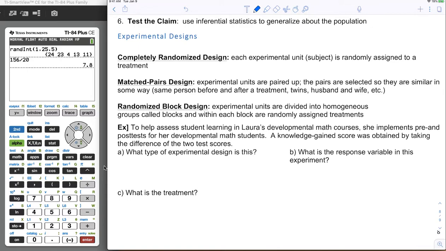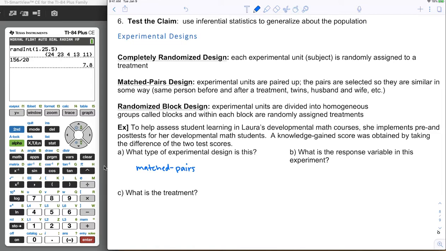Okay, we have an example here for 1.6. To help assess student learning in Laura's developmental math courses, she implements pre- and post-tests for her developmental math students. A knowledge gain score was obtained by taking the difference of the 2 scores. What type of experimental design is this? So anytime there's a pre- and post-test, that is corresponding to a matched pairs design. A person is literally matched up with himself at a later time.